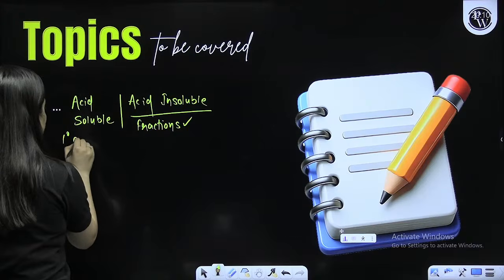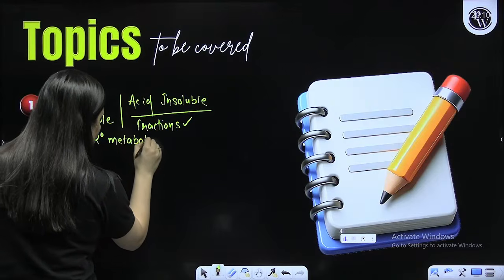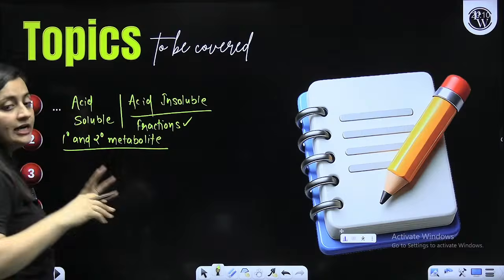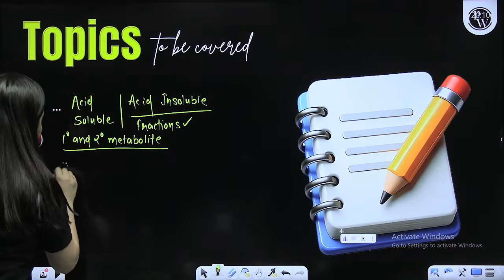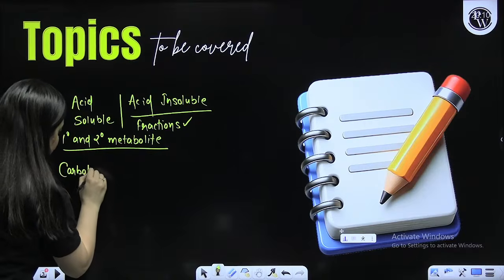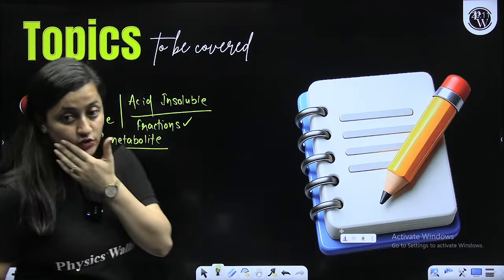We'll be talking about primary and secondary metabolites. It is going to be a quick revision session so that you understand what exactly is there. And then we are also going to talk about carbohydrates. So from basics to the advanced level, we are going to cover it. This is the topic for today.